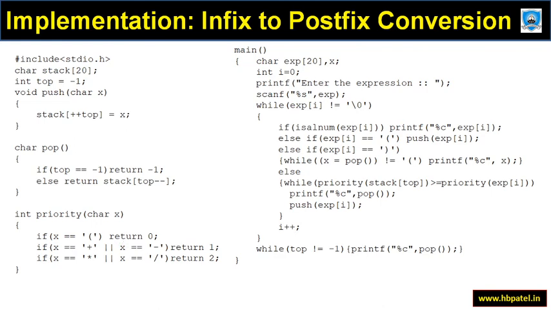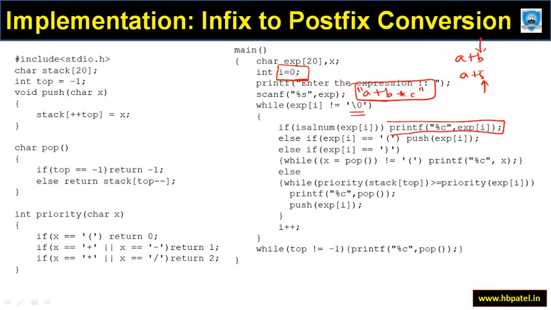Now let us see an implementation of infix to postfix conversion. Let us start from main. This is our expression, something like a plus b multiplied by c. This is a string expression. Now we are going to take every character one by one, with i starting from 0 and going all the way up to null. If it is alphanumeric, meaning a plus b or a plus 5, whether it's an alphabet or a number, I'm not going to push it on the stack. I'm just going to print it on the screen, simple.